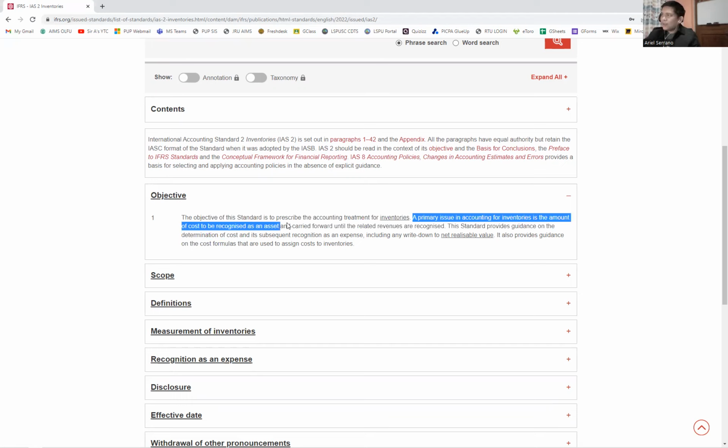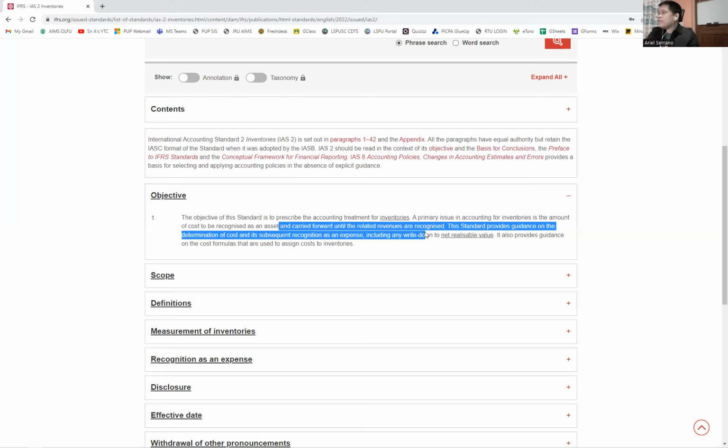Because syempre, inventory is a balance sheet item as part of your asset. So how do we recognize this inventory and at what cost, what amount? And how do we measure it moving forward, carried forward until the related revenues are recognized? And syempre, with the matching principle, once there is a revenue recognized, there is also a cost that we need to associate, that we need to incur.